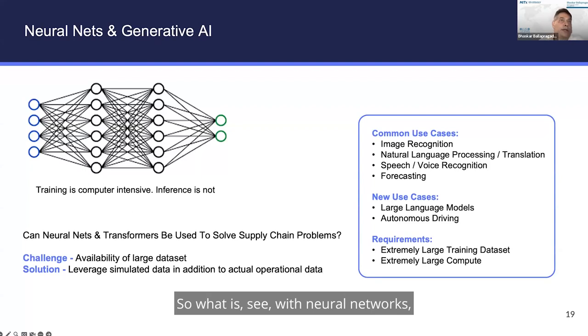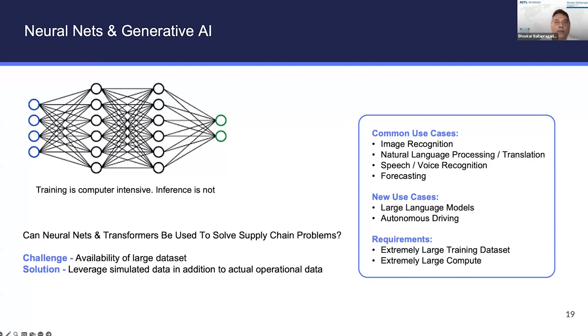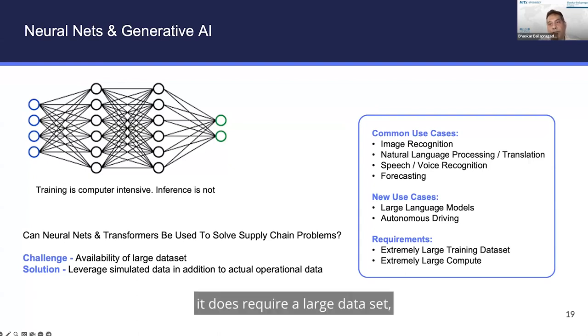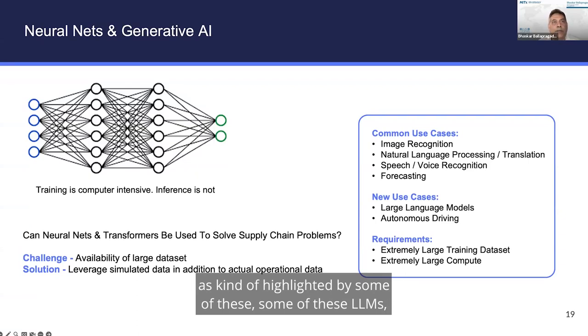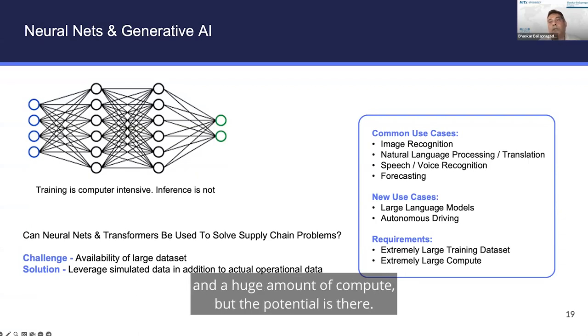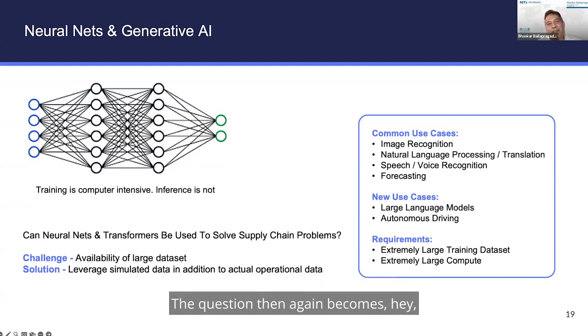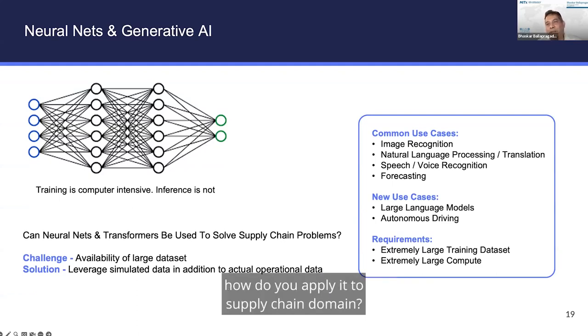So with neural networks, while the results are there, it does require a large data set, as highlighted by some of these LLMs, and a huge amount of compute, but the potential is there. The question then again becomes, hey, how do you apply it to the supply chain domain?